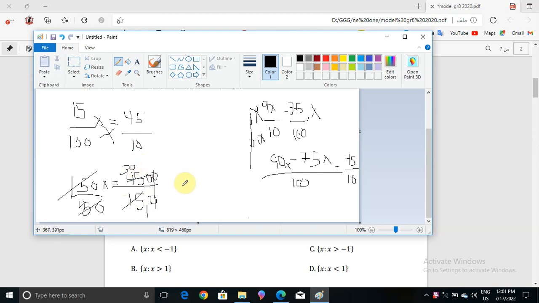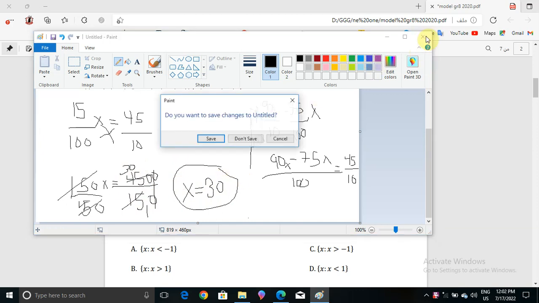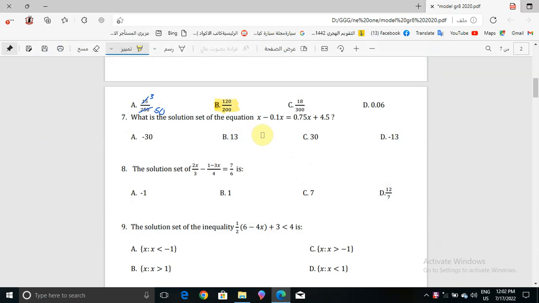So that means the correct answer, or the final answer for this question, it will be 30. Okay, now that means choice C, it will be the correct answer, which is 30.